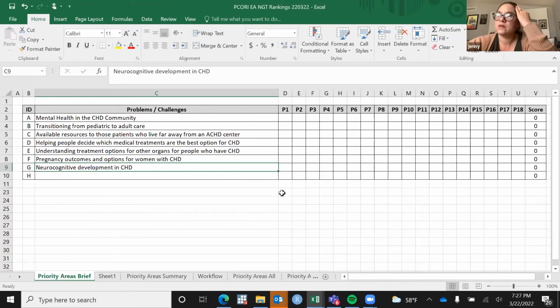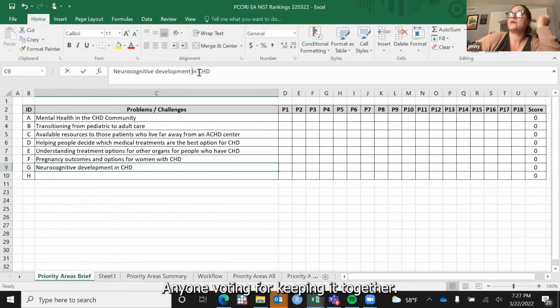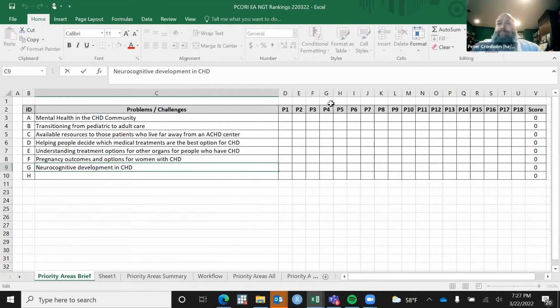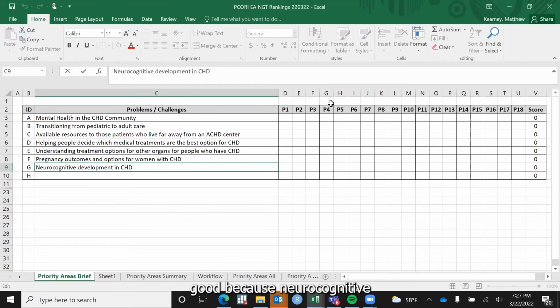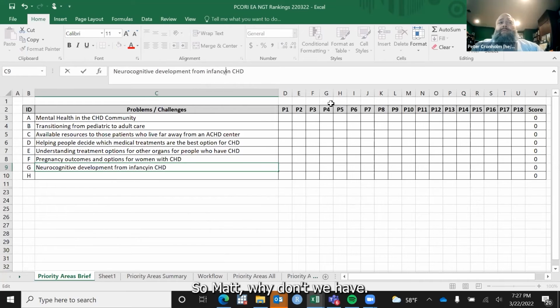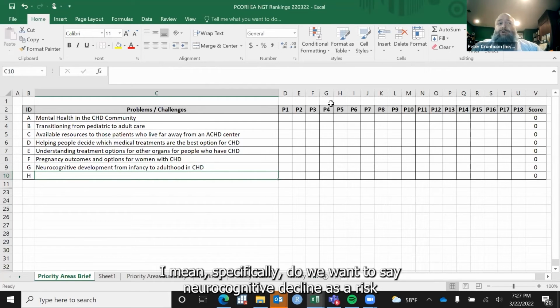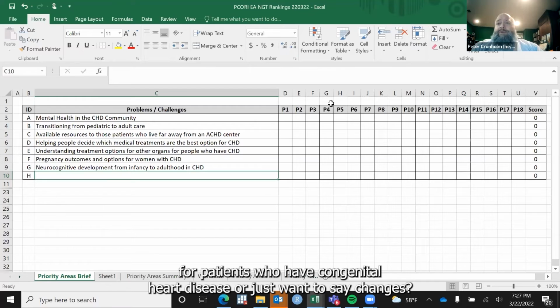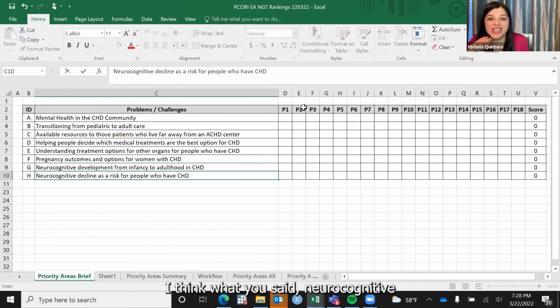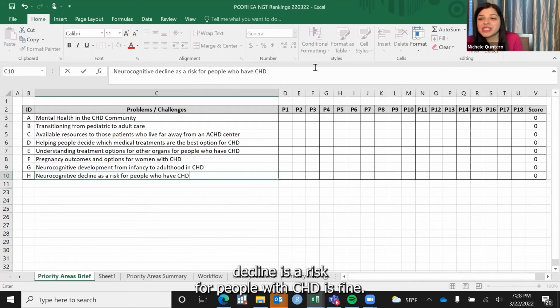Yes, I can see that. Anyone voting for keeping it together? I think breaking it down is good because neurocognitive development is a big thing. Breaking it up into different stages is good. Okay. So Matt, why don't we have, there you go. And then our next item, H, we'll talk about specifically: do we want to say neurocognitive decline as a risk for patients who have congenital heart disease, or just say changes? I think what you said, neurocognitive decline as a risk for people with CHDs, is fine.